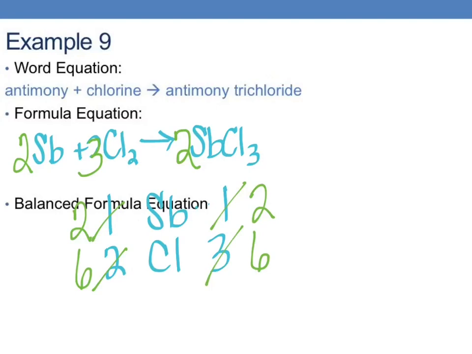I'm going to do one more. And then I think the next one, I'm going to do example 11, I think it is. And then I'm going to do one from your homework.